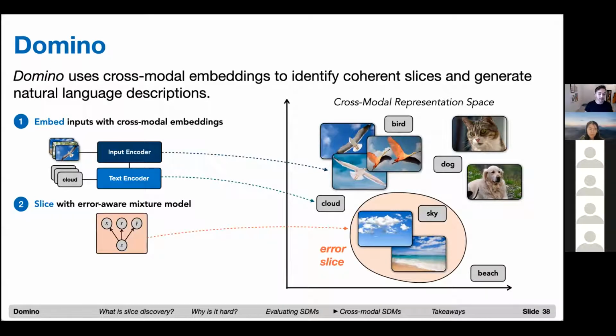Cool. So then the next step is, once all of the inputs are embedded in a cross-modal representation space, we're going to identify coherent regions in that space where the model underperforms. The way that we do this is we use a simple mixture model where we model the input embeddings, the class labels, and the model predictions. We call this an error-aware mixture model because it tends to cluster data points by error type, where false positives that look similar are in one cluster, false negatives in a different cluster, etc.